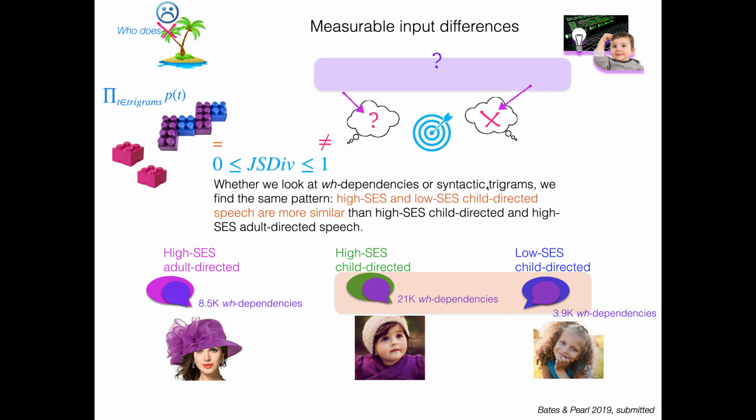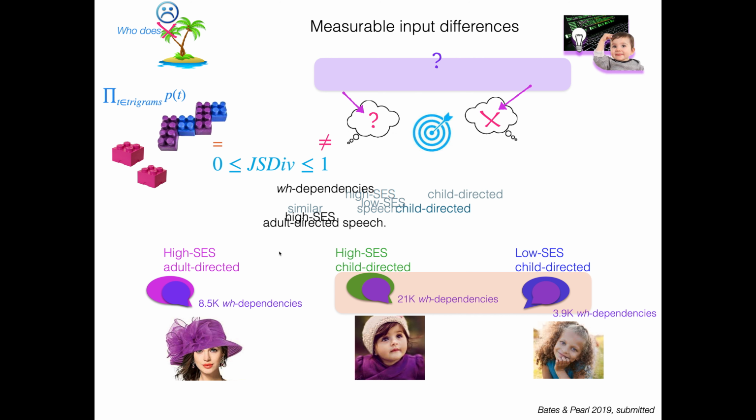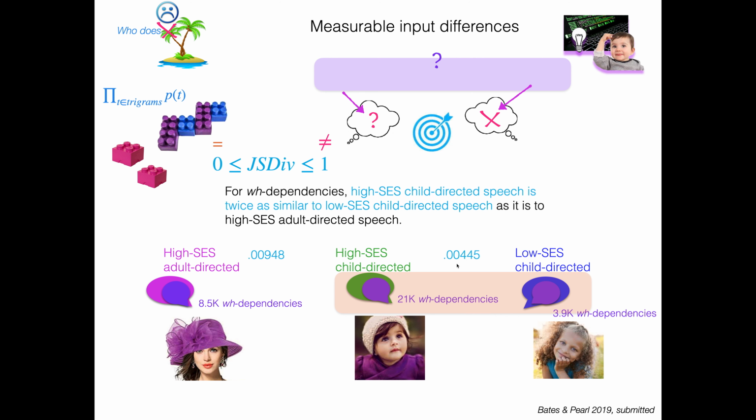Whether we look at wh-dependencies or syntactic trigrams, we find the same pattern. Who you're talking to matters a heck of a lot more. High SES and low SES child-directed speech are more similar compared with high SES child versus high SES adult-directed speech. In particular, if we look at the actual numbers for wh-dependencies, high SES child-directed speech is twice as similar to low SES as compared to high SES adult. This number is half of that number. It's the same thing that we find for syntactic trigrams: this number is half of that number, so high SES child-directed is twice as similar to low SES child-directed as it is to high SES adult-directed.